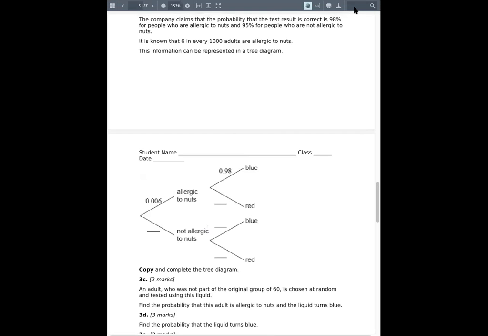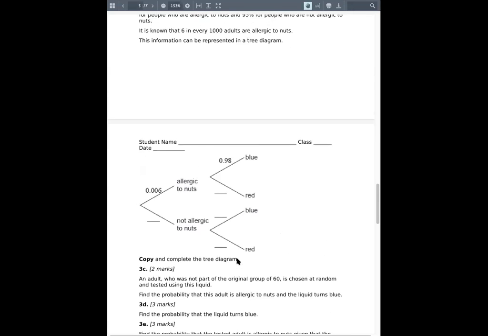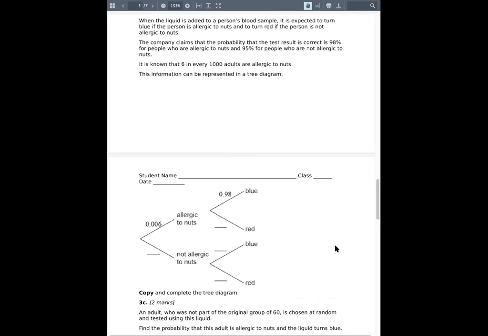In the question, it says that it's 95% for people who aren't allergic to nuts. So in that case, red would be 95%. Got it, that makes sense. Since the information tells us that 95% of the people who are not allergic to nuts have their blood sample turn red, you would put 0.95 right here, and then 1 minus 0.95 is 0.05. So that value would go right here.